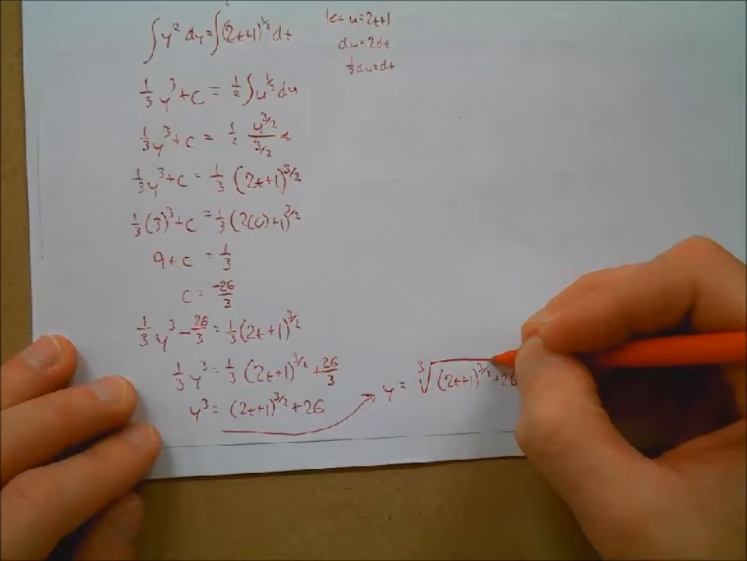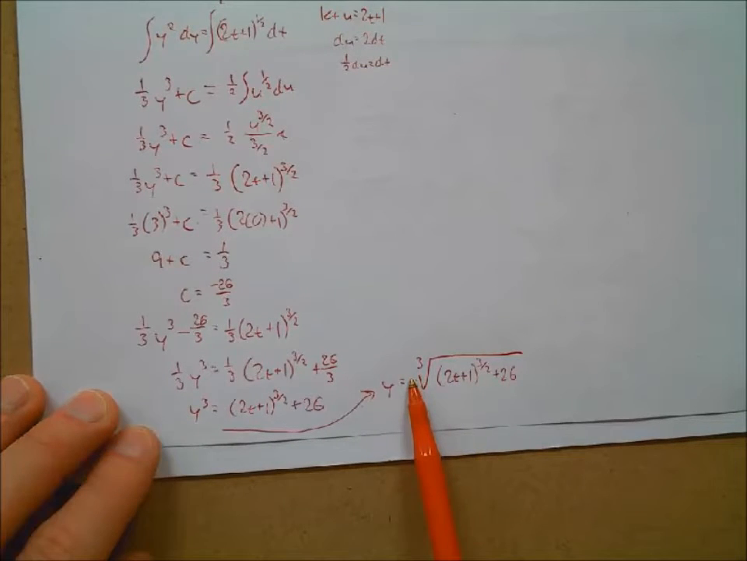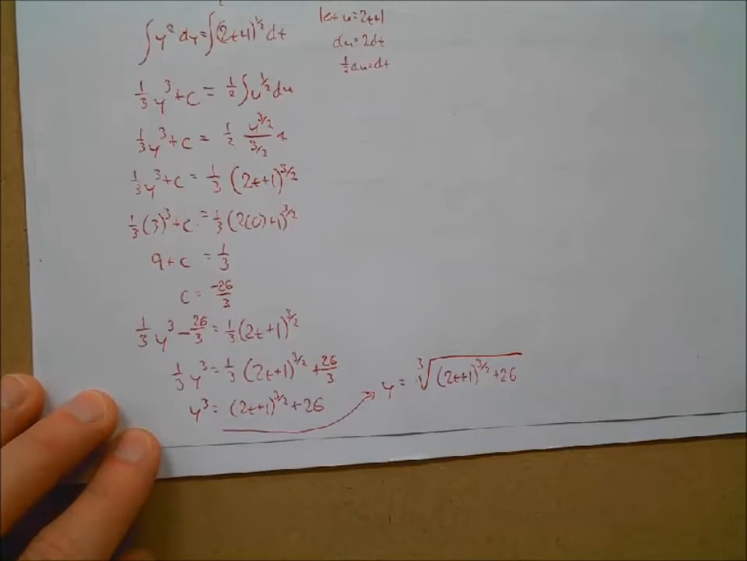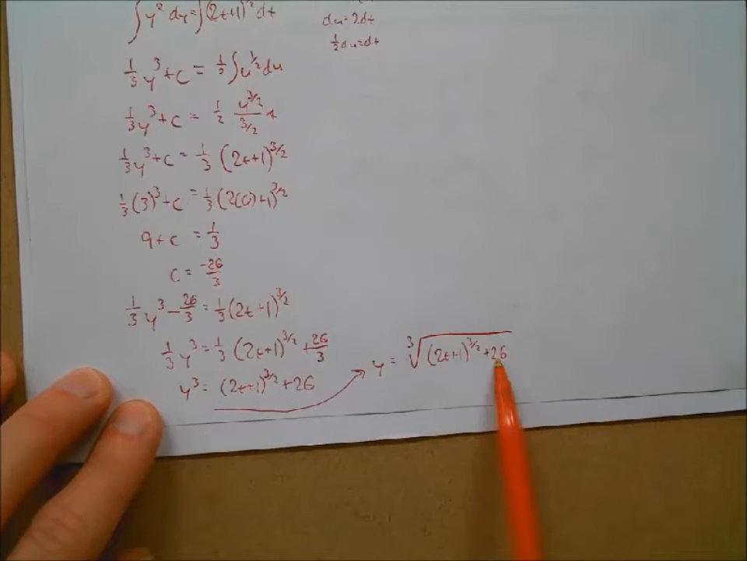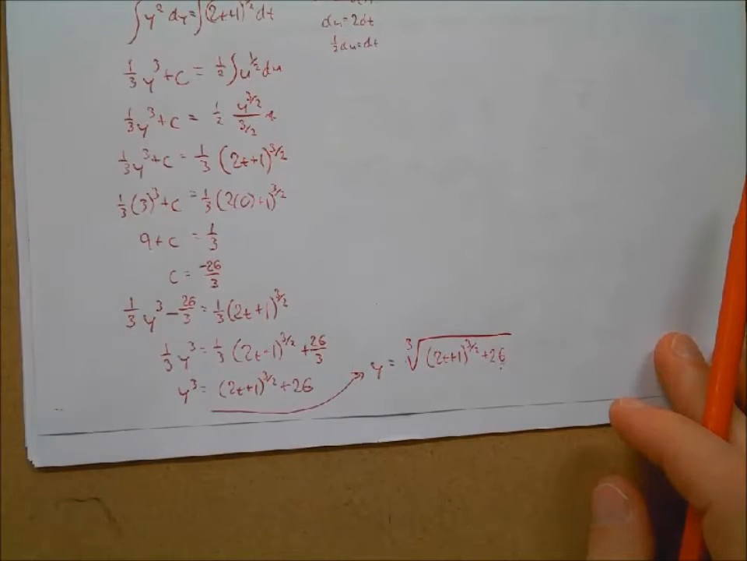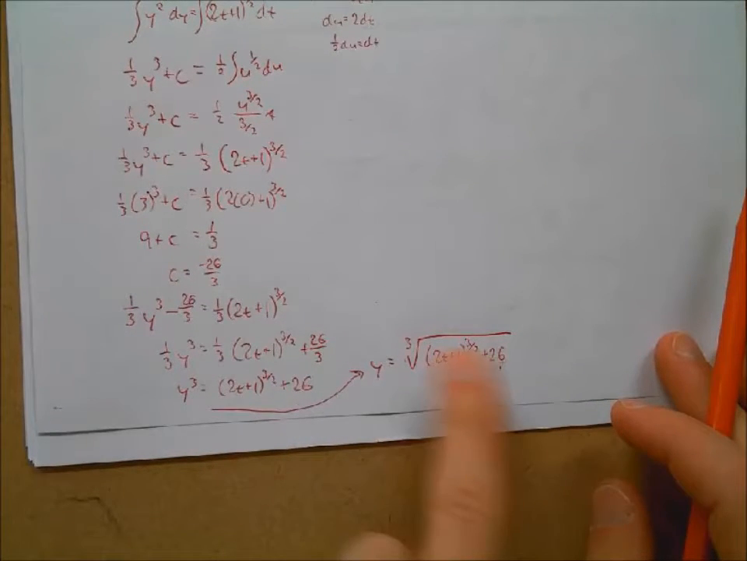Like so. Do I need to put a plus or minus in front of a cube root? No, right. We can cube root negatives, we can cube root positives, so that's not necessary. Okay, can I break up this cube root and make it the cube root of (2t plus 1) to the 3 halves plus the cube root of 26? Can I break it up over addition? No, only if it was a product or division can you break up a cube root or a square root or any root. You can't break up a cube root over addition or subtraction. Okay.